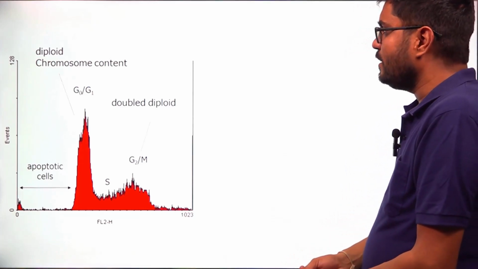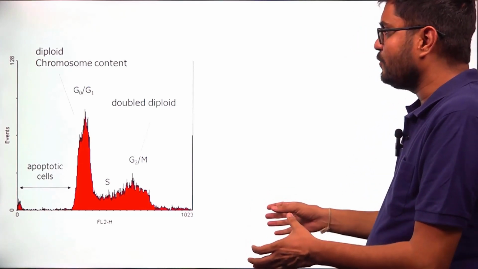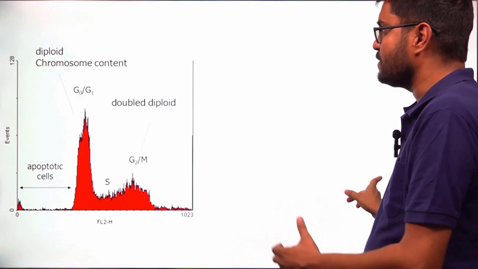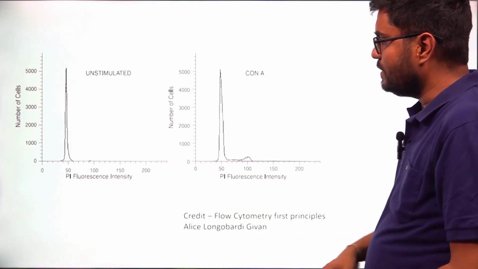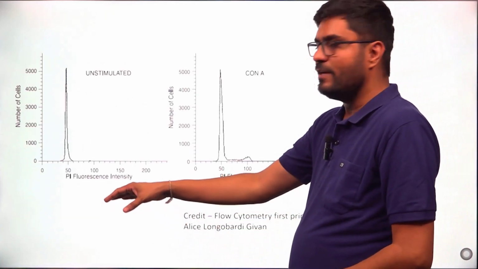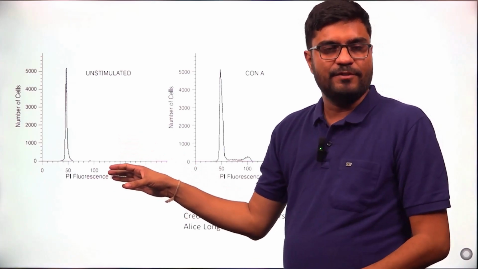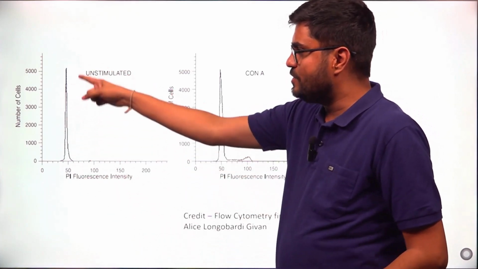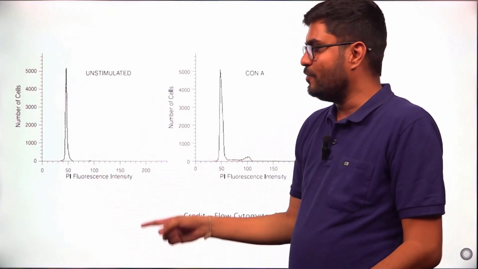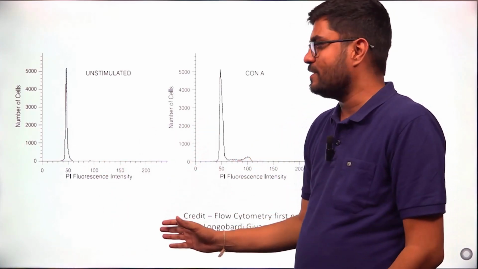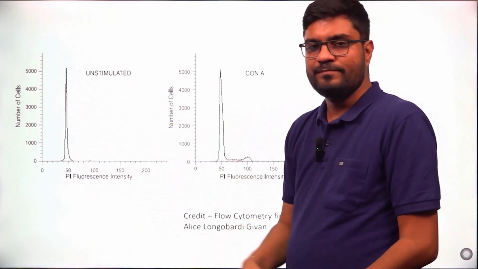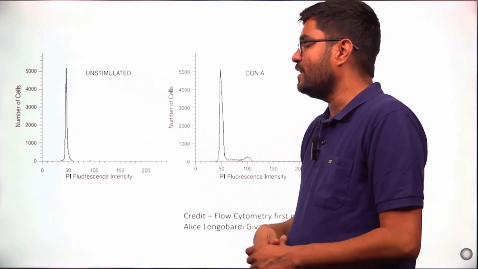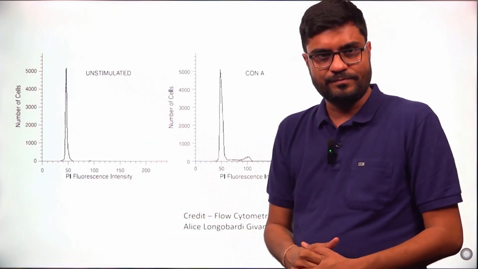So let's see what kind of situation we can get in an experiment. The answer is simple. What we have done is taken T cells which are not dividing. Once they are not dividing, they have a G1 peak. They are not doing replication, they are not undergoing the cell cycle, so they give us only one peak, that is 46 DNA molecules. So we call them unstimulated cells.